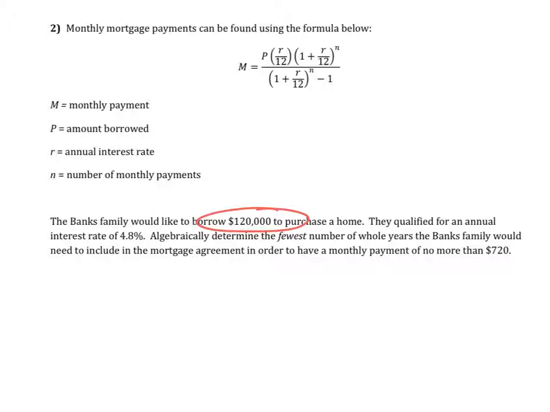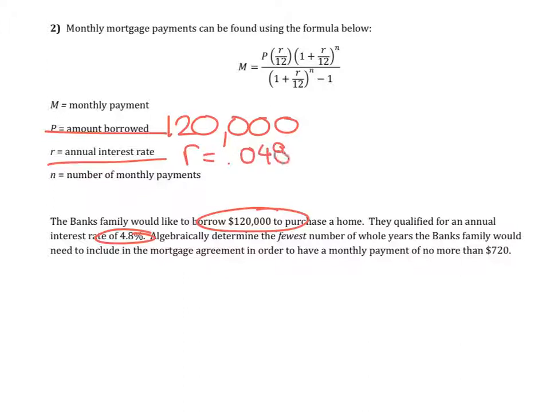I want to borrow $120,000, so I'm going to say that's my P value, the amount borrowed. Interest rate is 4.8%, but we don't want a percentage, we want a decimal, so that's 0.048. Number of monthly payments: find the fewest number of whole years, so how many monthly payments? That's what I'm looking for. That's my N.